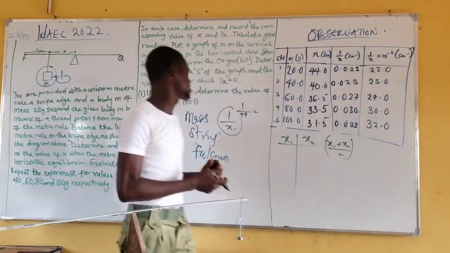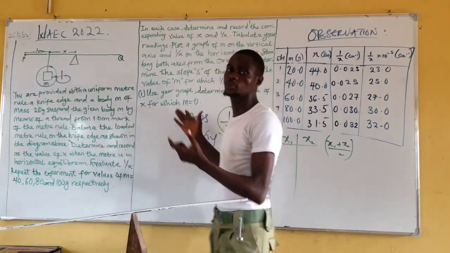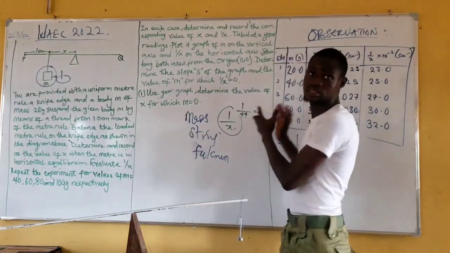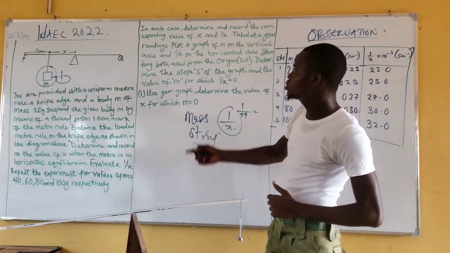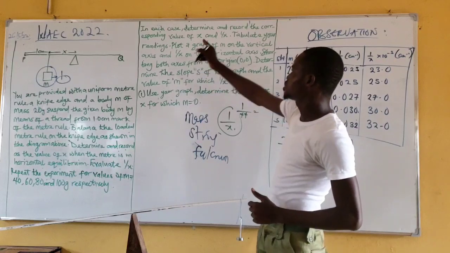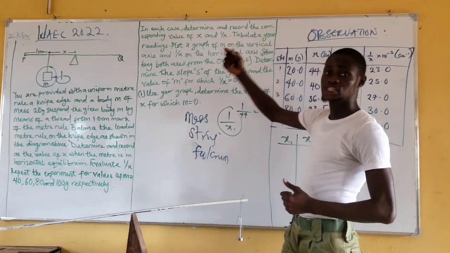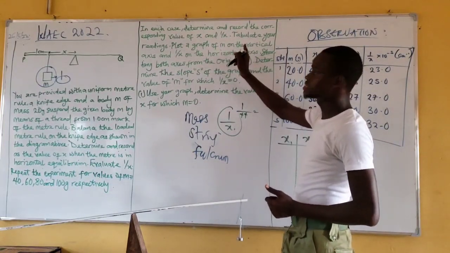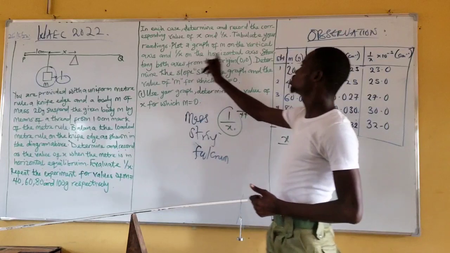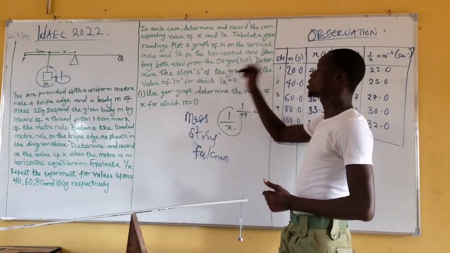That is for that. I think the next question here, now that we've been able to calculate the readings of this experiment, is that in each case, determine and record the corresponding value of x and this. Calculate your reading, then plot a graph of m on the vertical axis and 1 over x on the horizontal axis, starting both axes from the origin 0, 0.